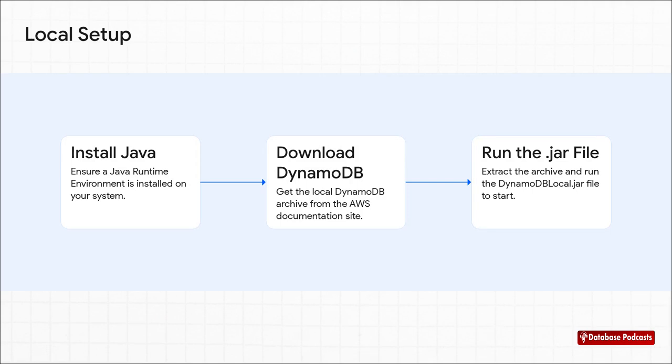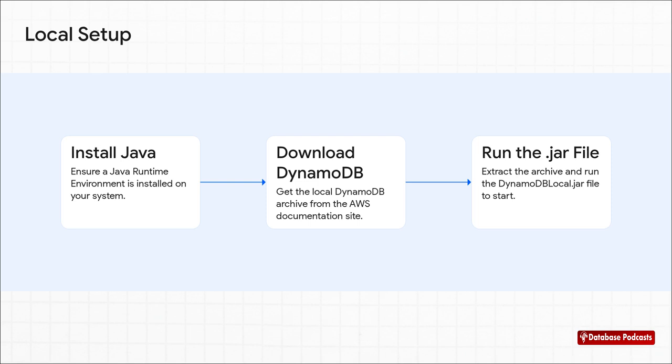And getting it running is so simple. It's literally 3 steps. 1, it's a Java app, so just make sure you have Java installed. 2, download the DynamoDB file from AWS. And 3, just run the jar file. Boom, you have a local NoSQL database running on your machine.